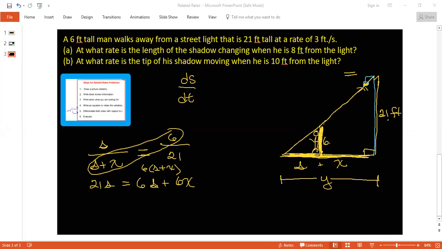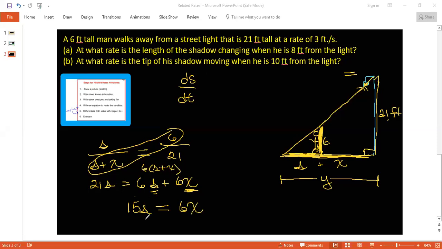And then I'm trying to find out what's going on here, but at what rate it's changing. So what I do is I try to move things. Since I'm trying to find out what's going on here, but at what rate it's changing, I know that I got to get that alone. So I'm going to minus 6s from both sides, and that's going to give me 15s is equal to 6x.